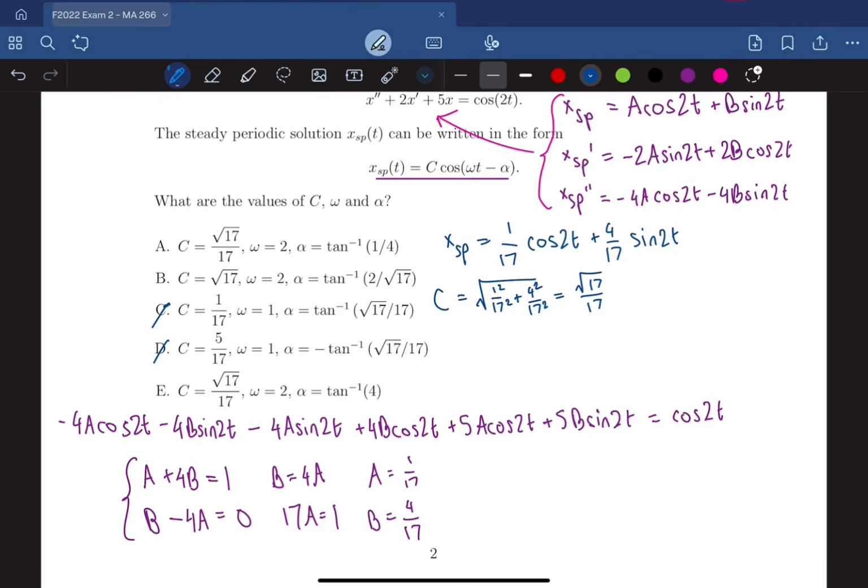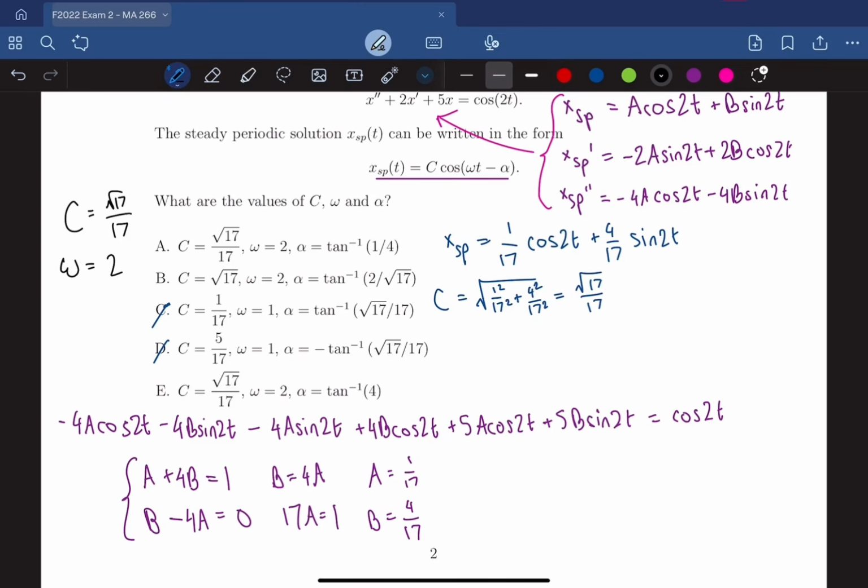and we also actually know our omega, and our omega is just the coefficient of the t inside of our cosine and our sine. So that's going to be 2, which doesn't eliminate anything else. So our omega is 2, so let me just write this somewhere. Our c is root 17 over 17. Our omega is 2. So now what do we have left?